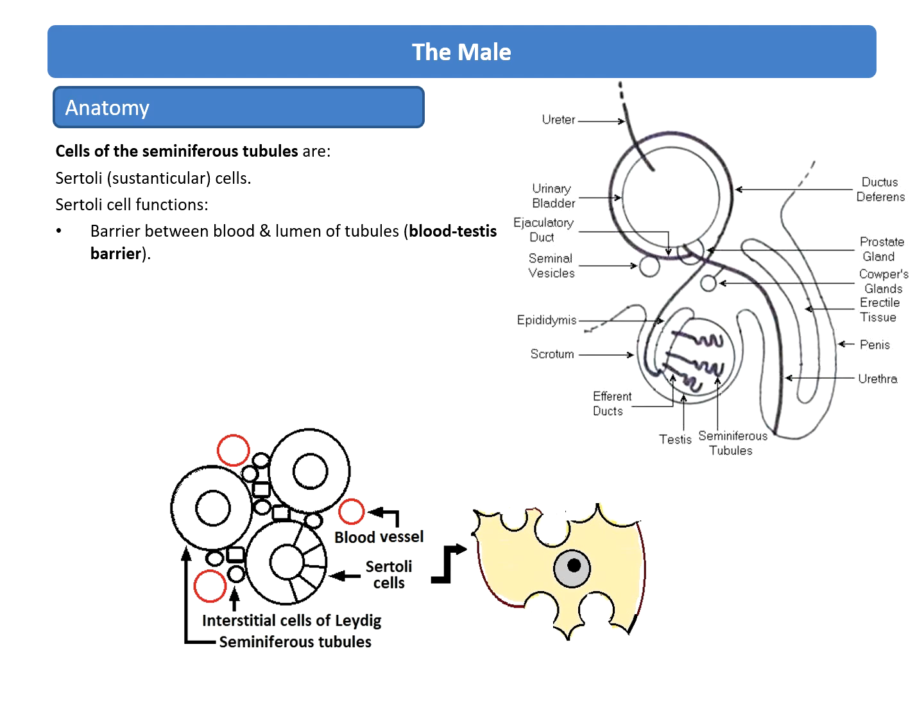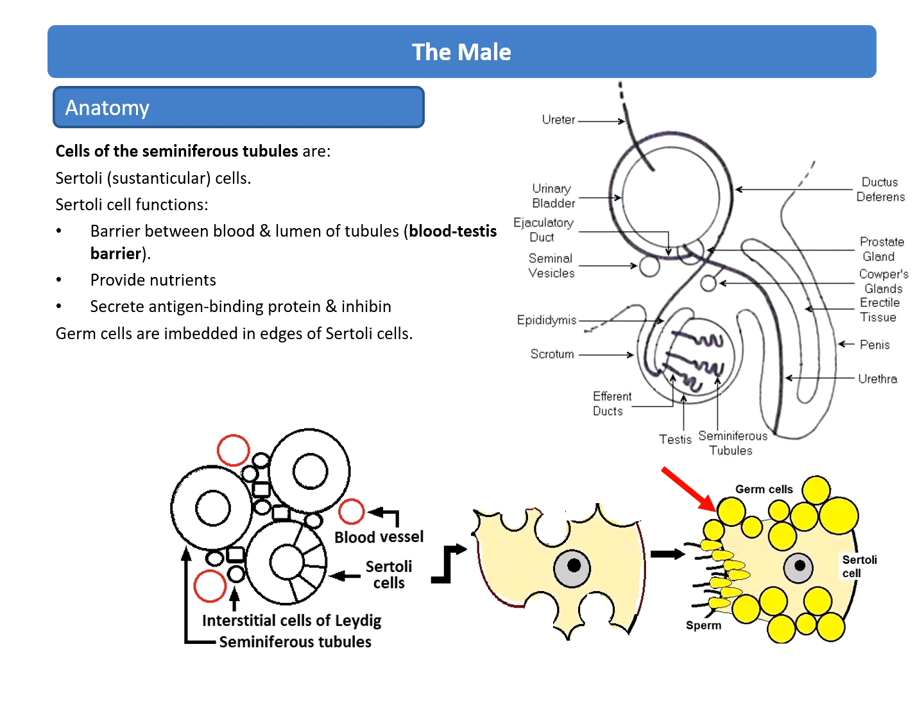They function by serving as a barrier between blood and the lumen of the tubules, and it's called the blood-testis barrier. It provides nutrients and secretes androgen-binding proteins and inhibin. Germ cells are embedded in the edges of the Sertoli cells. As sperm mature, they progress toward the lumen of the tubule.